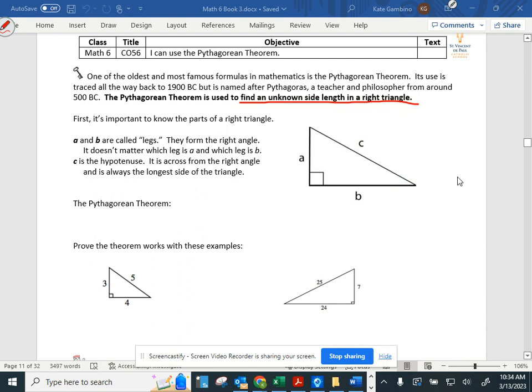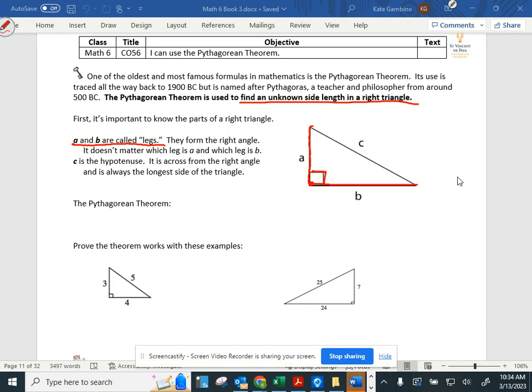So first, it's important to know the parts of a right triangle. A and B are called legs. They form that right angle. We know this is the right angle, so side A and side B are the two sides that connect to form that right angle. So you will always know A and B connect with the right angle.